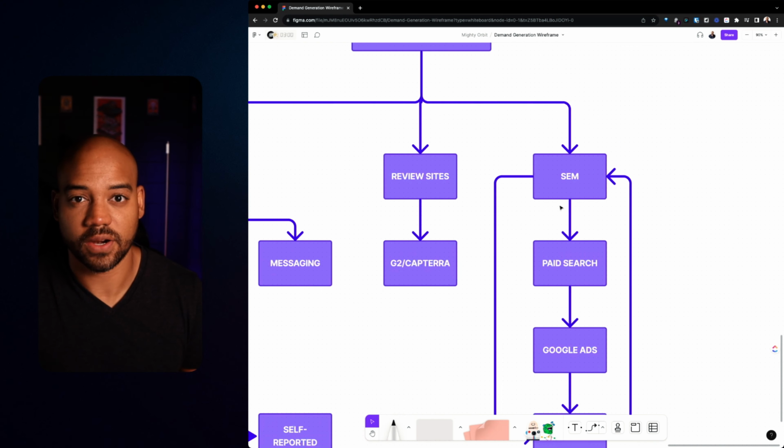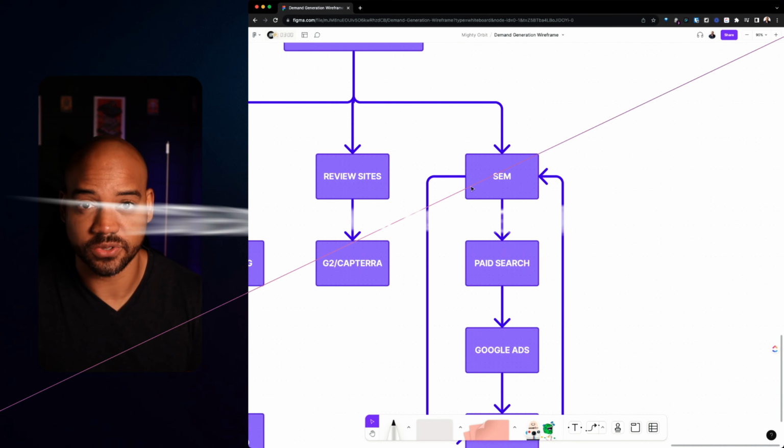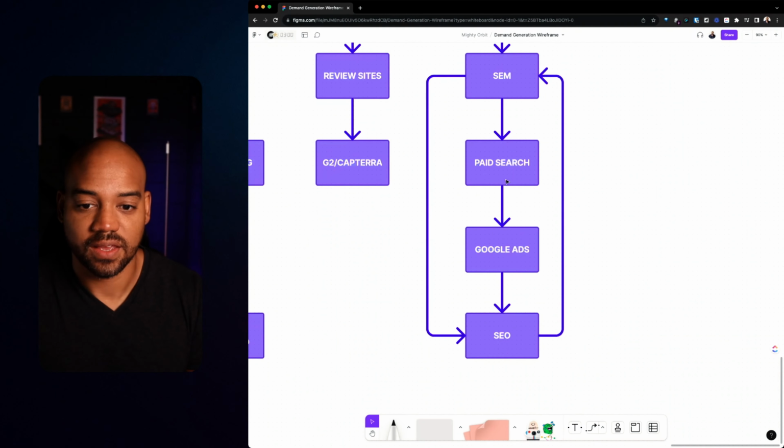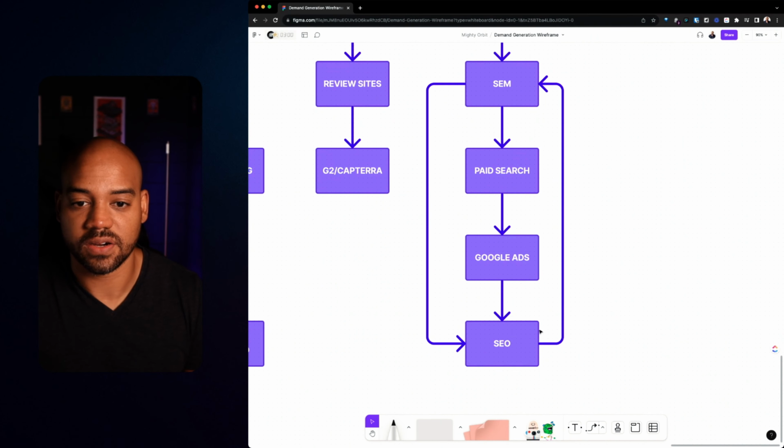Now we're going to move on to our final bucket, which is all things related towards search engine marketing, both paid and organic. And you can see this is another loop in terms of this process, but this is another bucket for high intent individuals. They're explicitly searching for high intent keywords related towards your product or service.